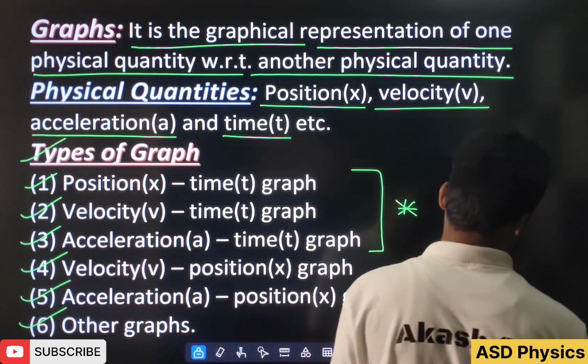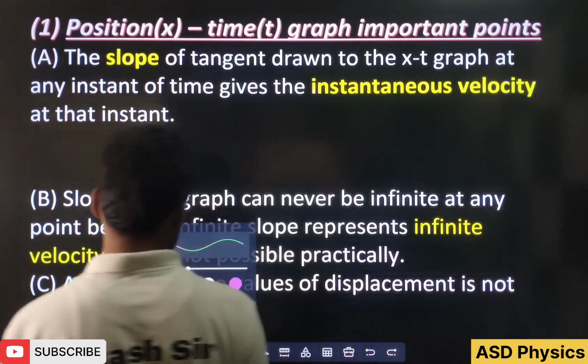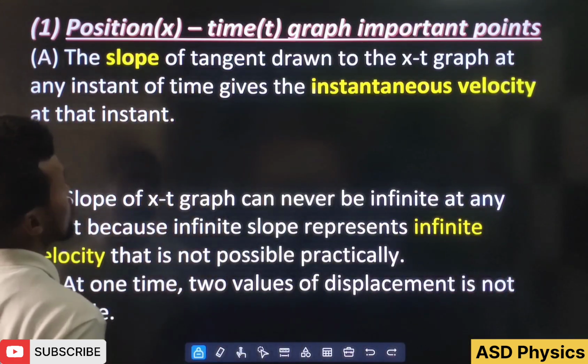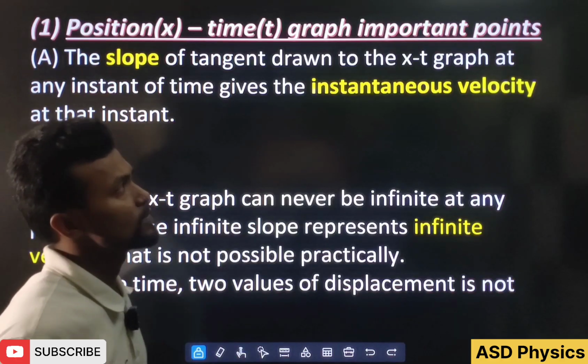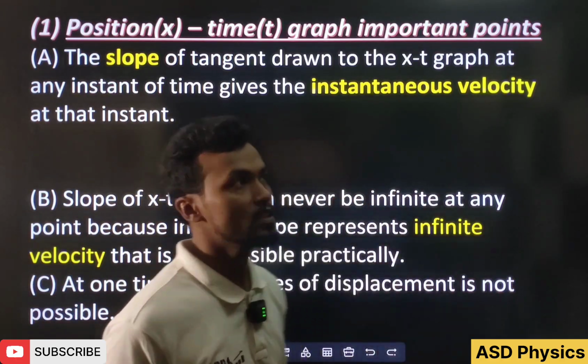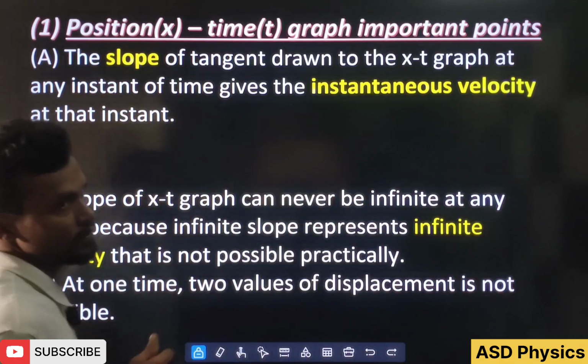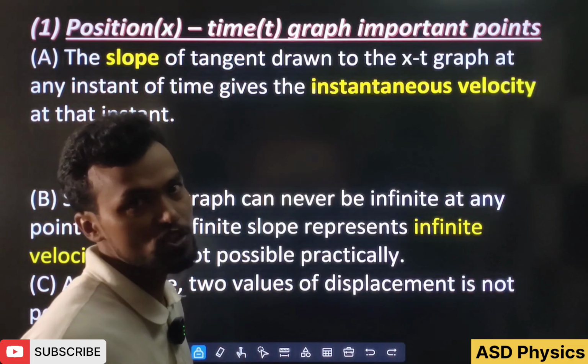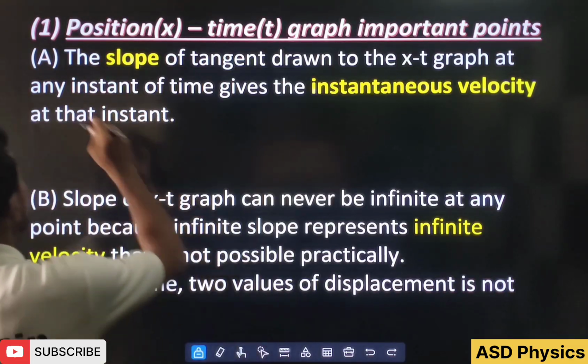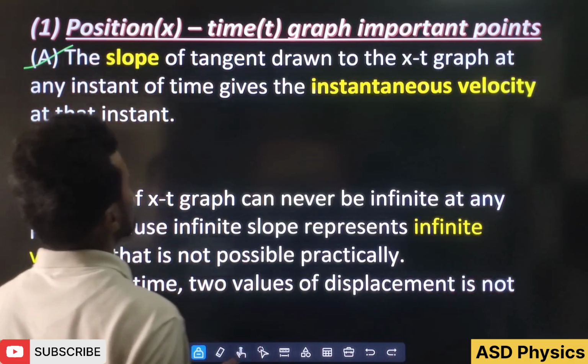So let's see here. The first one we are going to learn is the position time graph important points. Let's first learn the important points, then we'll see the cases of the position time graph also, okay? So what is the first point? That means point number A.